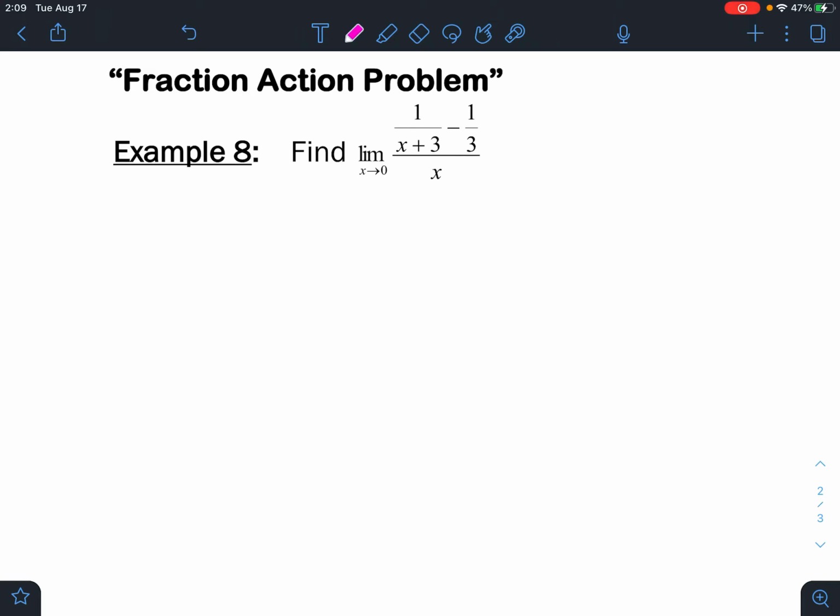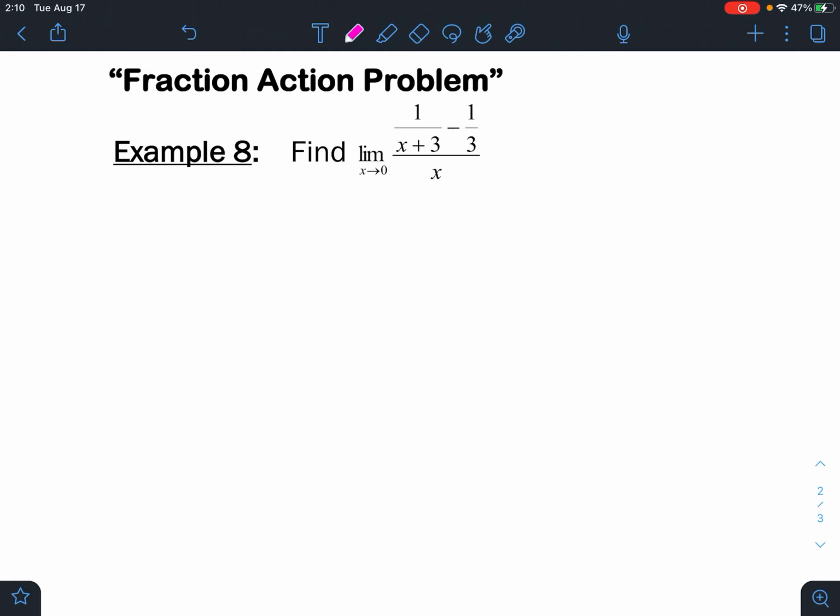Example 8 here, we're going to call this a fraction action problem because there's a lot of fractions and there's going to be a lot of action. Again, you want to start by putting 0 in for x, but once again, you're going to end up with 0 over 0, which tells you the limit does exist. Okay, there's a hole in the graph, but the limit exists.